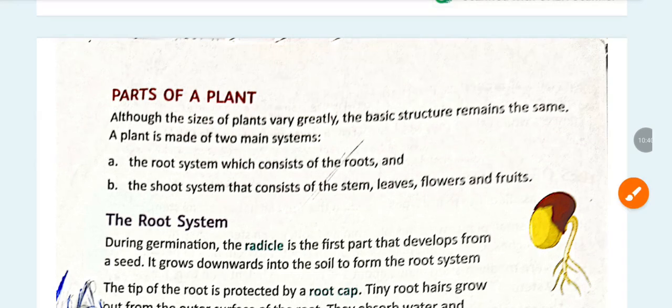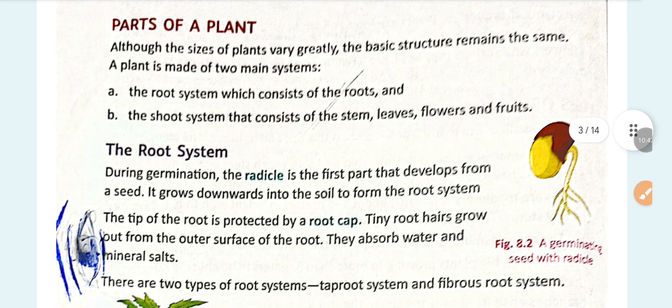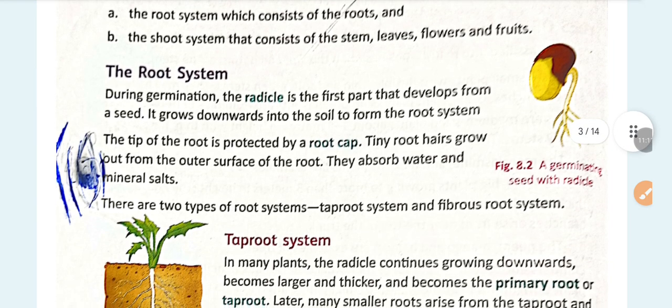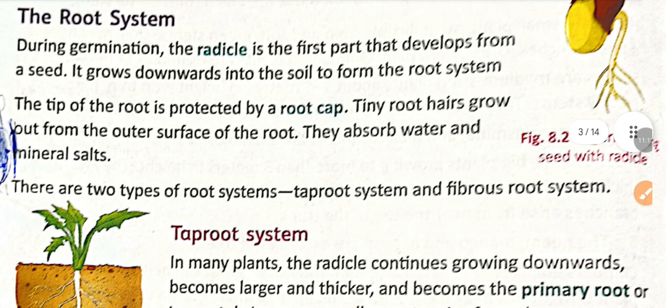Now the tip of the root is protected by a root cap. This thing is called a root cap. Tiny root hairs grow out from the outer surface of the root. They absorb water, minerals and salt. Now there are two types of root systems as well. We have learned about two types of systems, the root system and the shoot system. There are two types of root systems as well, taproot and fibrous root.